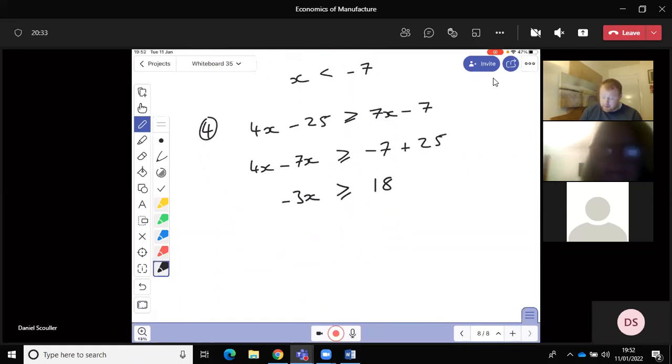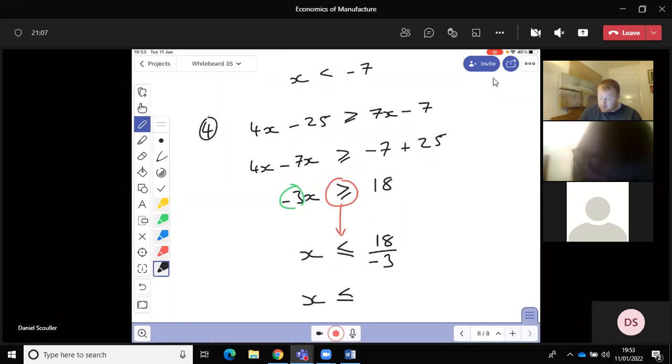We've got a negative on the left hand side. Want to take that across. That symbol in the middle flips, because we're taking that negative and we're dividing by that negative 3. So I've done that. X is now less than or equal to minus 6.